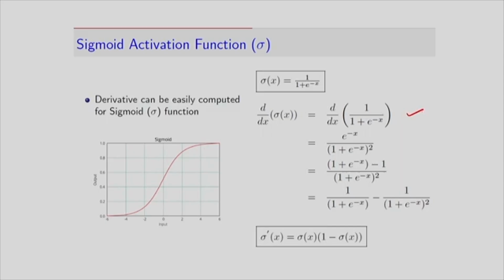The sigmoid function is 1 divided by 1 plus e to the power minus x, and taking the differentiation, finally I am getting this expression: sigma dash x, that is the first order derivative, is equal to sigma x into 1 minus sigma x. So you can see it is easy to determine the derivative of the sigmoid function. That is why in artificial neural networks we consider the sigmoid function.